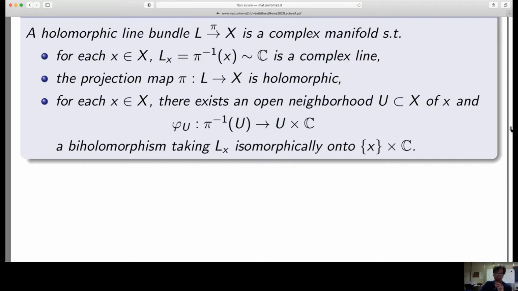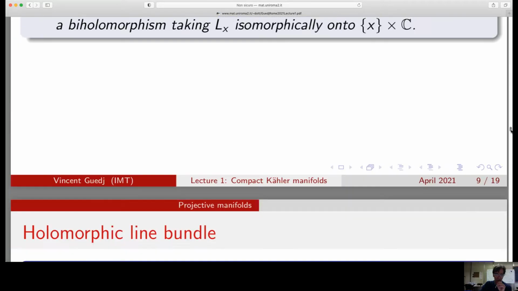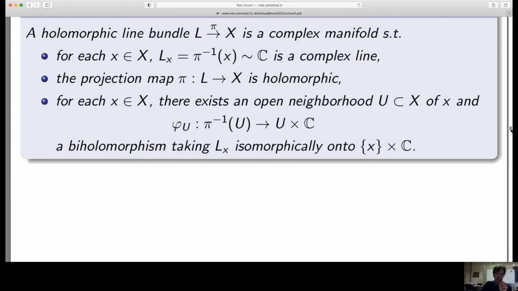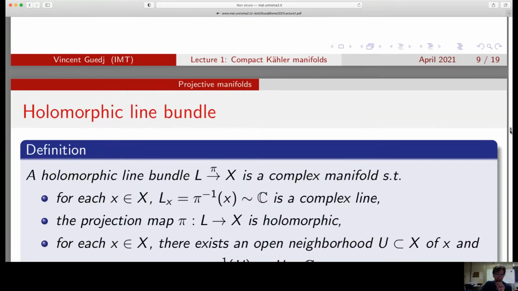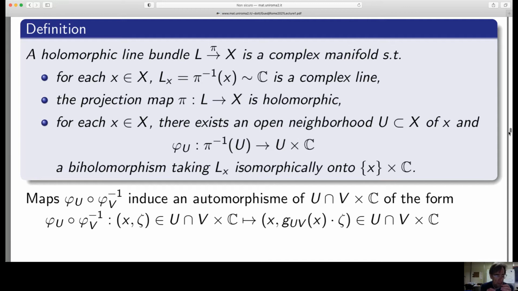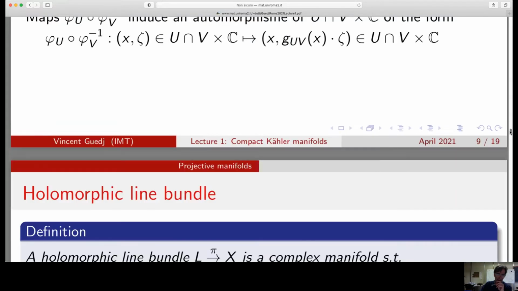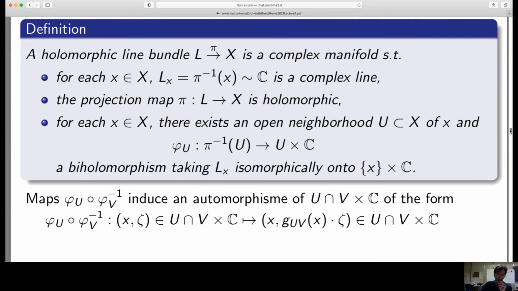This is a map which commutes with the two projections. So it maps L_x, the pre-image of x, into {x} cross C, and we want this map to be a linear isomorphism. Therefore, we require that the change of coordinates phi_U phi_V inverse, defined on the intersection of U and V, maps the pair (x, xi) into (x, g_UV(x) xi), where g_UV(x) is invertible. It's a non-zero complex number. So this g_UV is actually a holomorphic map from your intersection U intersection V into C star, that is, C minus the origin.